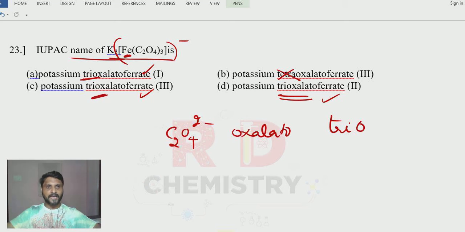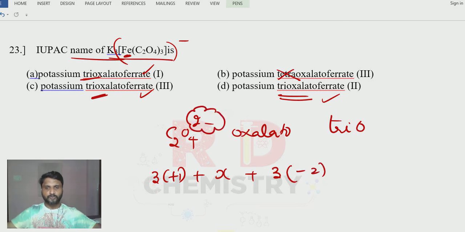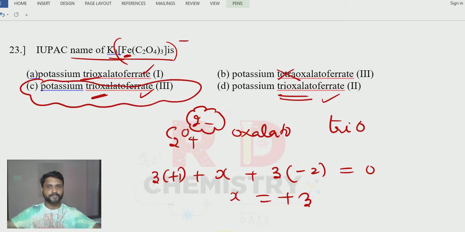Okay, I will calculate the oxidation number of the iron. Potassium 3 into plus 1 charge, correct? And the iron is, let it be X, plus 3 oxalato. Each oxalate has got charge minus 2. And total is equal to 0. Therefore, this X is equal to plus 3 charge. Therefore, answer is option number C, correct?